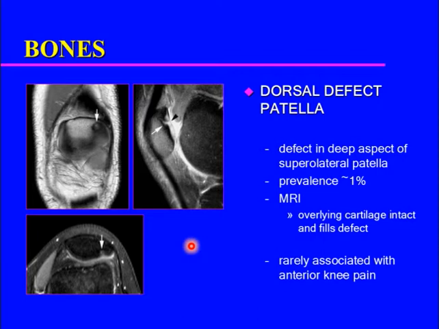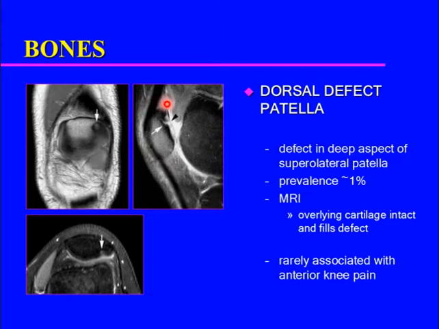There is something called dorsal defect of the patella, which is a defect in the deep aspect of the superolateral patella, and it's seen in about 1% of the population. The trick is that the overlying cartilage is intact and fills the defect, and it is rarely associated with anterior knee pain.